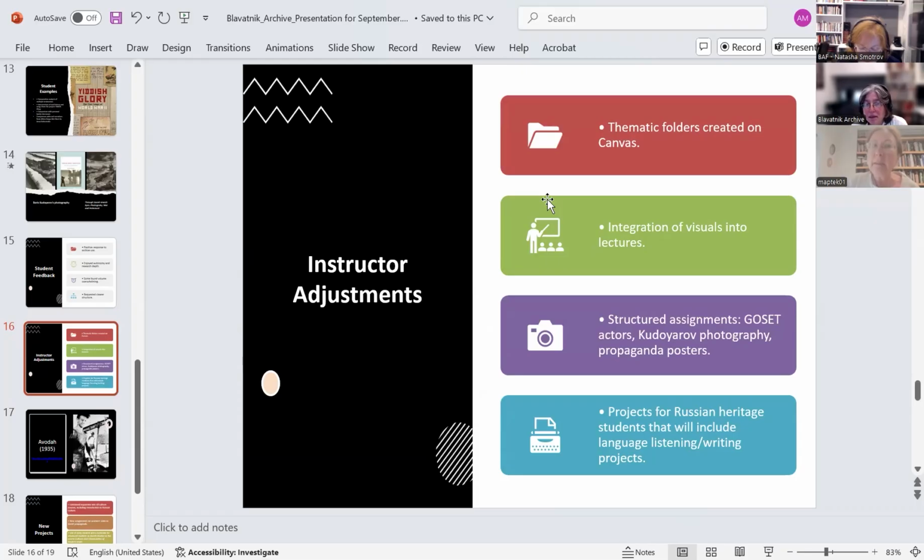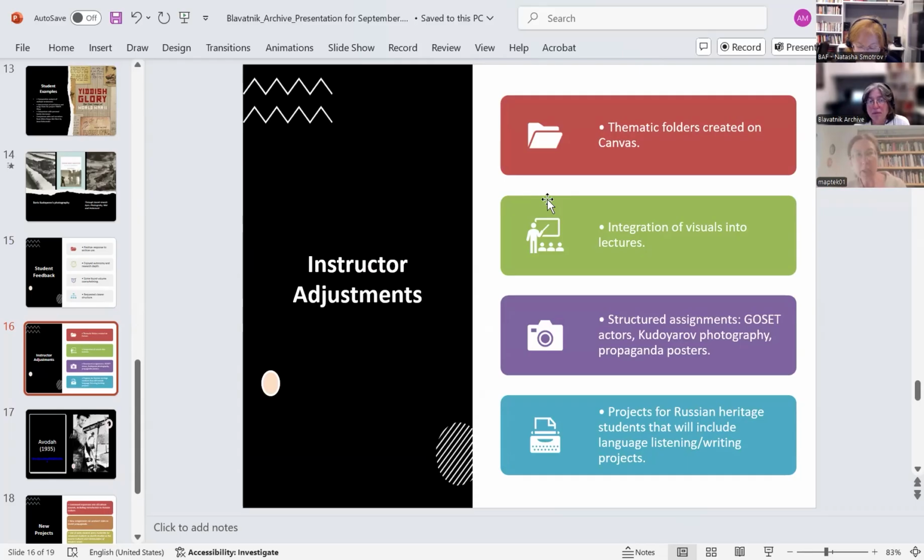Also, some visuals are integrated into lectures, just as I said with Meir Axelrod. Next time I'm going to teach this course again in spring. So rather than doing two big projects, I'll do small, structured projects. When we speak about Vosit, I will give them a short structured assignment on the archive only on Vosit.